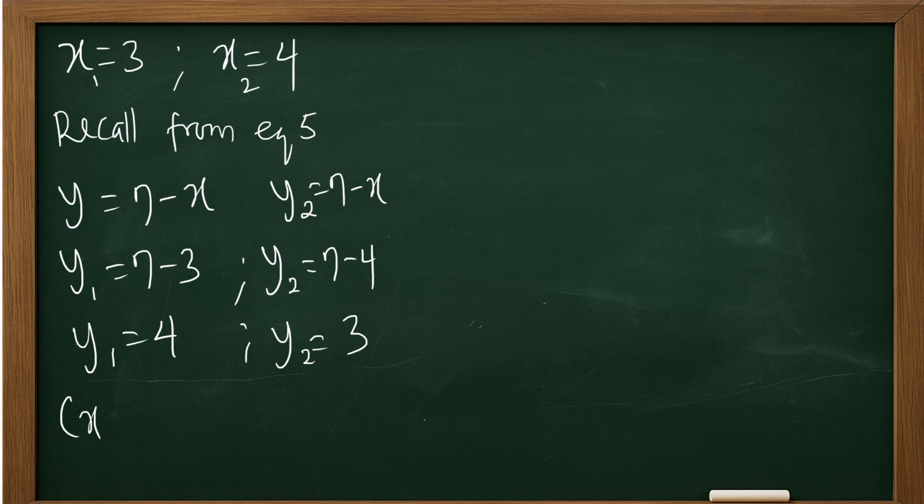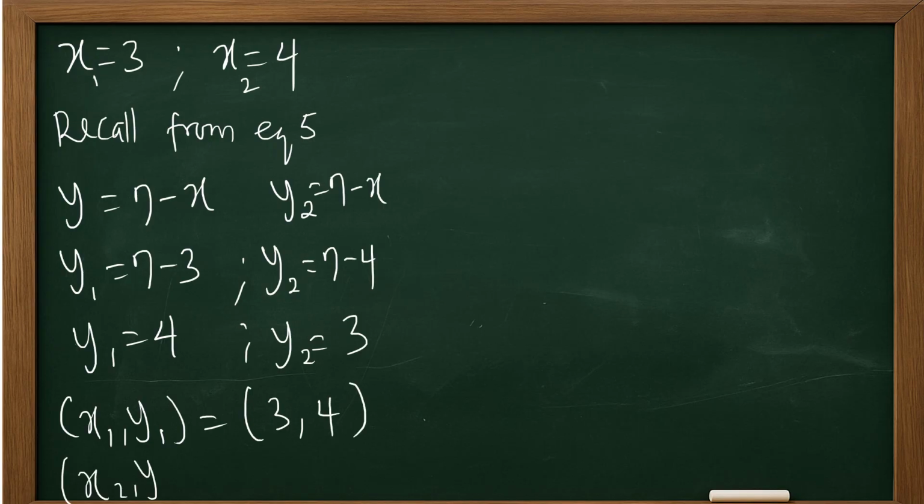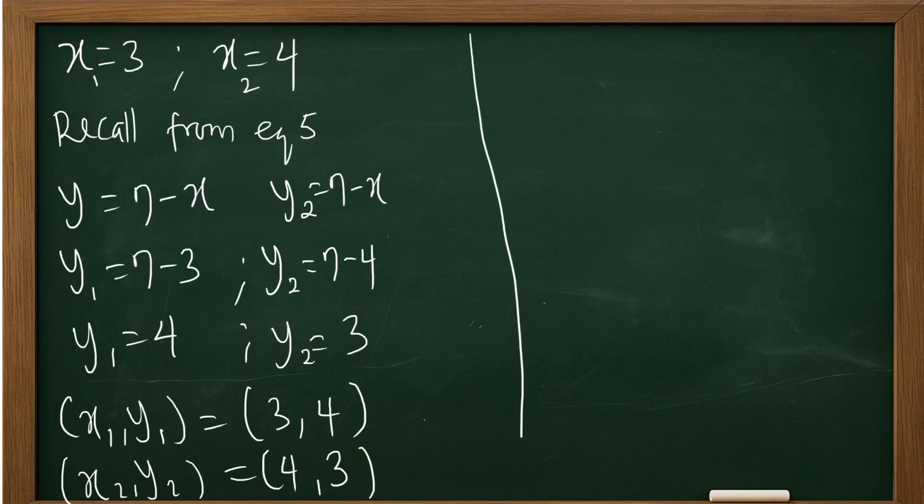So here we have x1, y1 to be equals to, when x is 3, y is 4. And x2, y2, that is when x is 4, y is 3. So these are the two cases that I have. I have two cases.